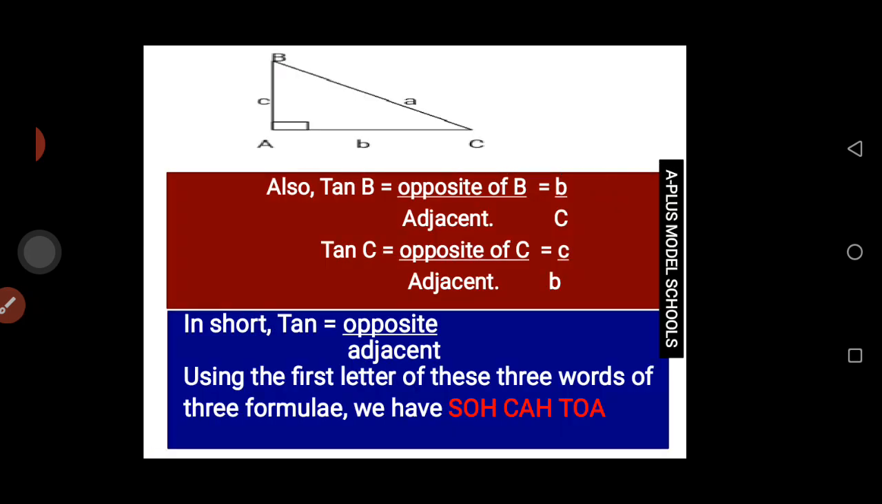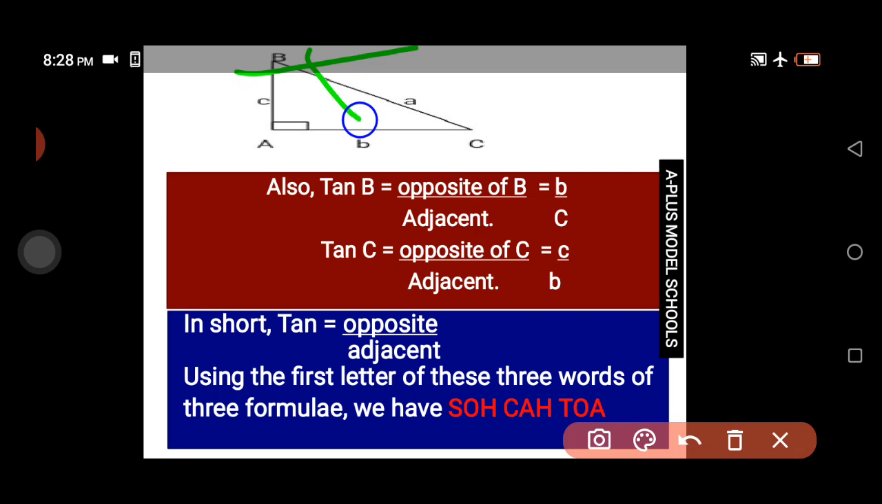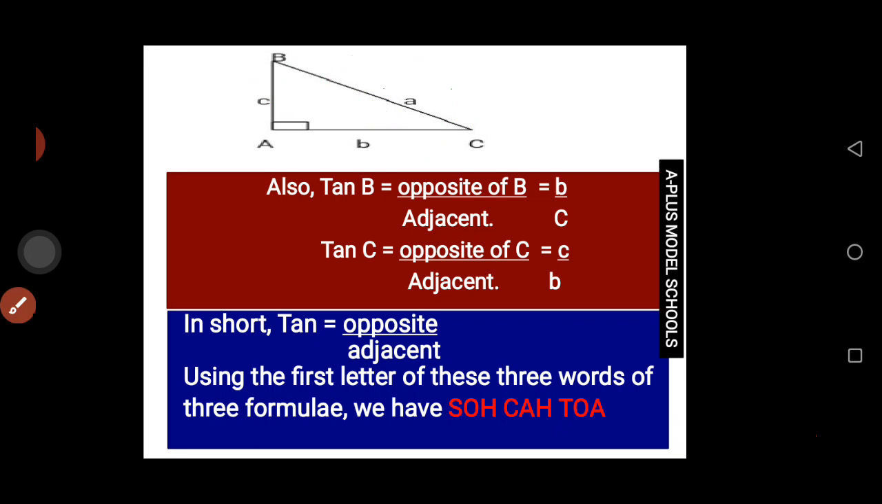Now, going to the tangent. We also have the side opposite, which is B. When you look at B, the opposite of B is small letter b, all over the adjacent side, which is C. And when you consider the angle C, the opposite of C is small letter c, over the adjacent, which is B. So in short, we can say that tan is equal to opposite all over adjacent.